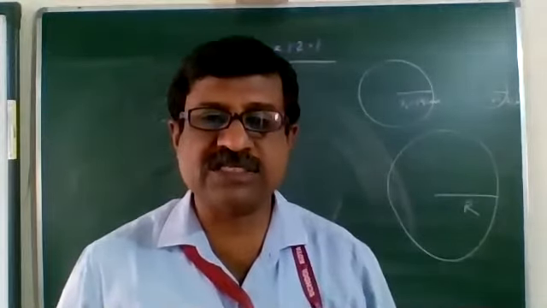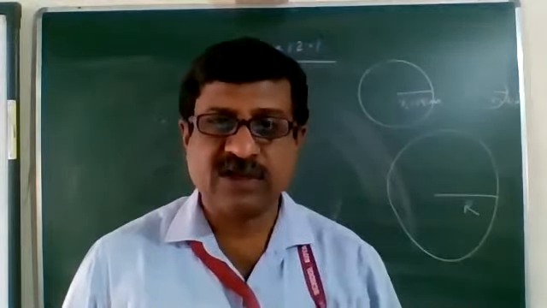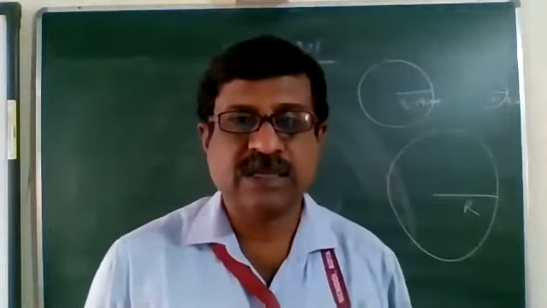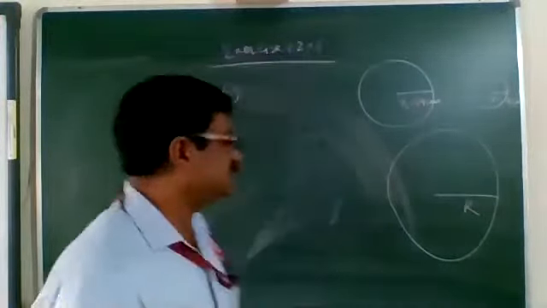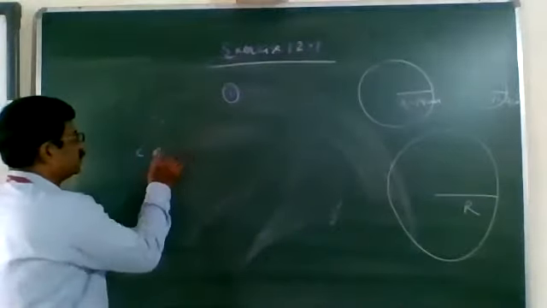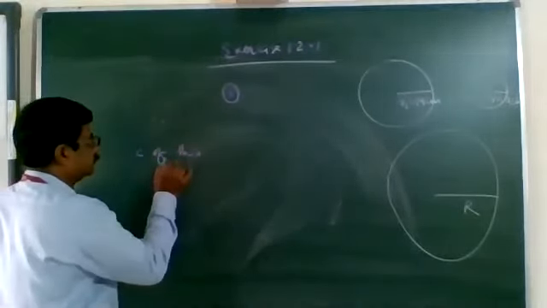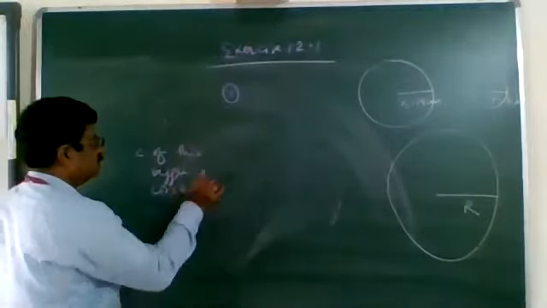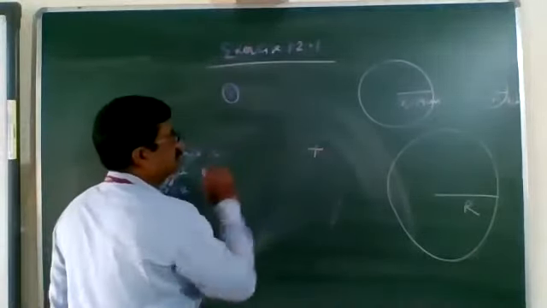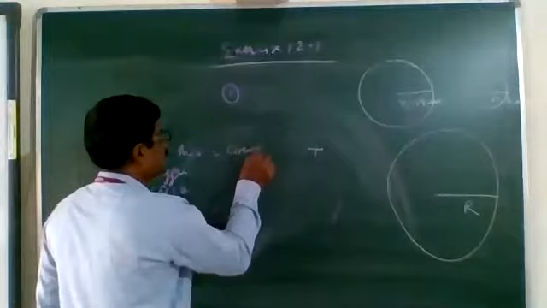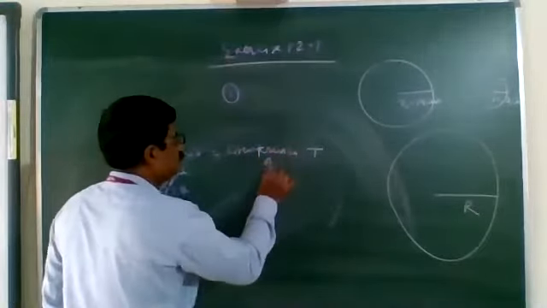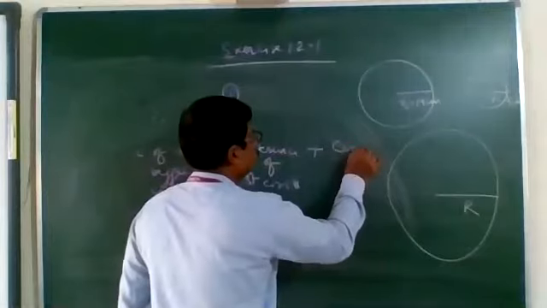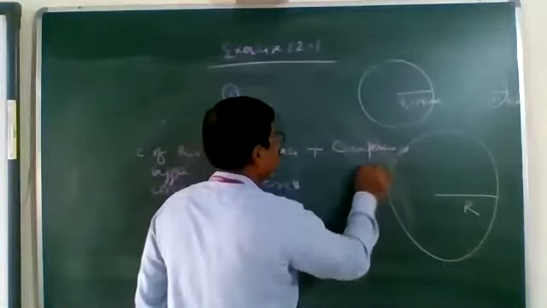Now, whatever the condition is given, we apply the condition, we apply the formula, and we try to find out the radius of this bigger circle. What is the condition given here? Circumference of this bigger circle is equal to the sum of circumference of two circles: circumference of the first circle plus circumference of the second circle.